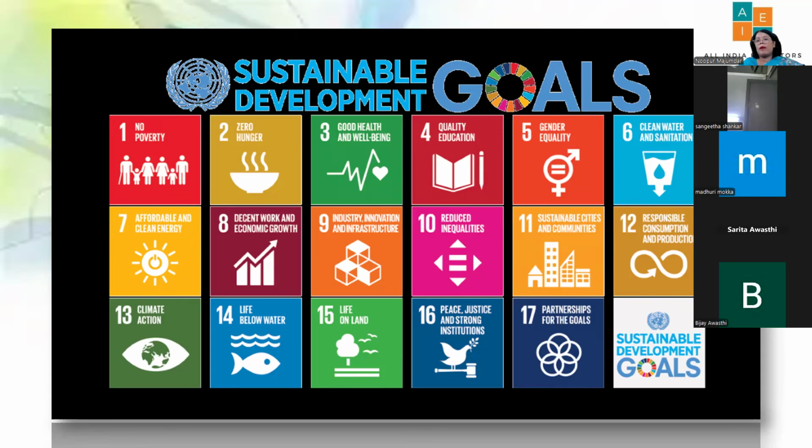Partnership for the goals. My dear friends, partnership for the goals is very, very important. Strengthen global partnership to support and achieve these targets, which the UN has decided they will be able to fulfill by 2030. Now, four highlights of the 2030 agenda.